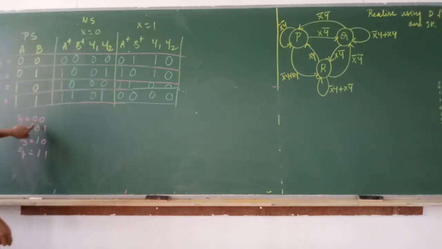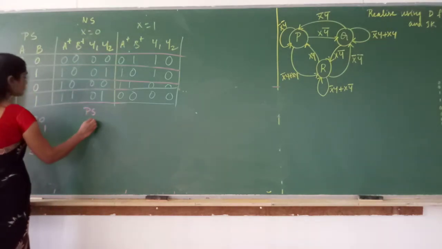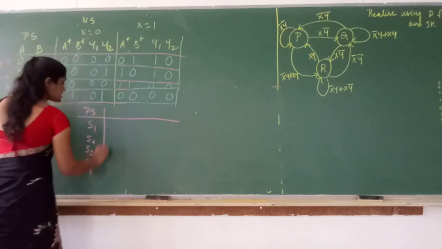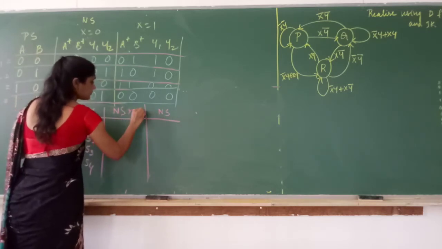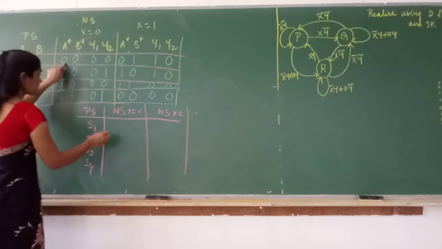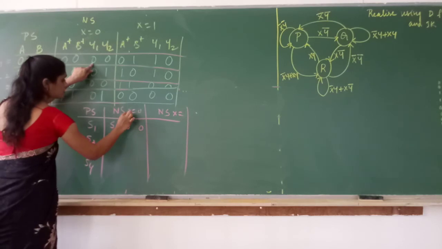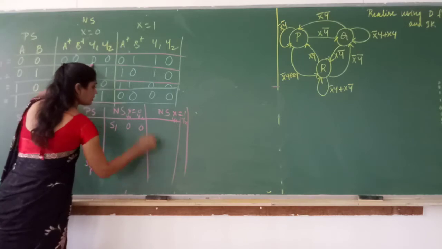So in the table, wherever you have 0, 0, replace it with S1. Wherever you have 0, 1, replace it with S2. Wherever you have 1, 0, replace it with S3. Wherever you have 1, 1, replace it with S4. So present state will be S1, S2, S3, S4. Similarly, next state when x is 0, next state when x is 1. This 0, 0 is S1, and y1, y2 is 0, 0. So this is y1, this is y2.